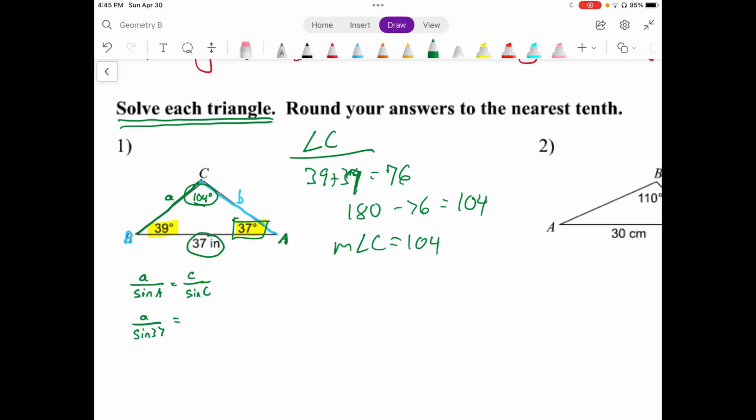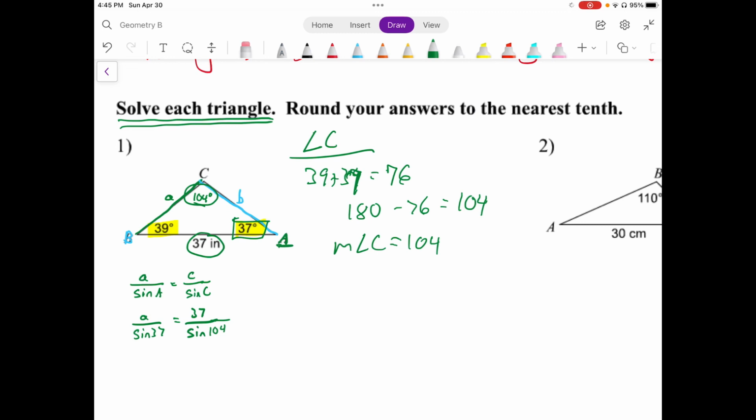I notice there's two 37s here, so I don't want to mix you up. So over sine of angle A, and then side C, which is 37 inches, over sine of C, and that's angle C, so that's 104 degrees. And now we have this. It's pretty easy to solve.